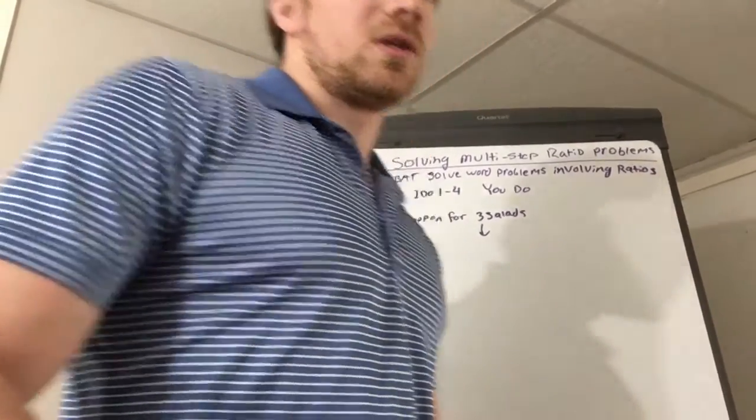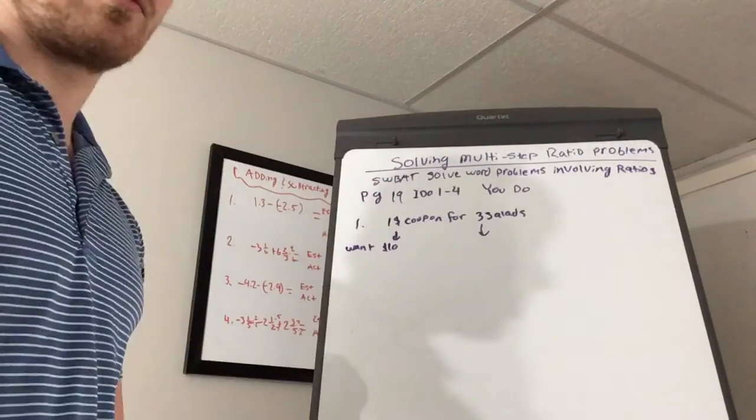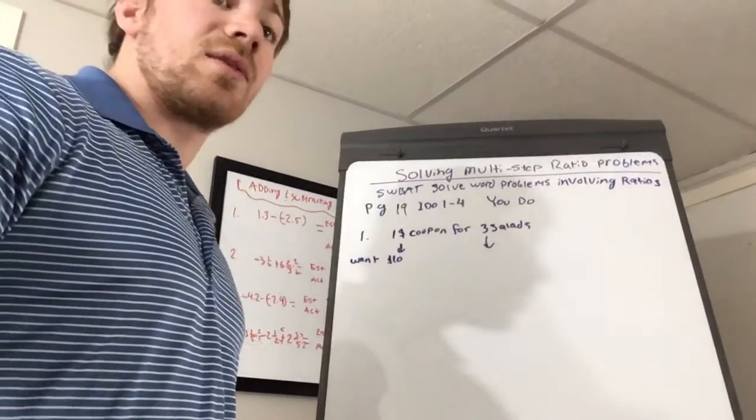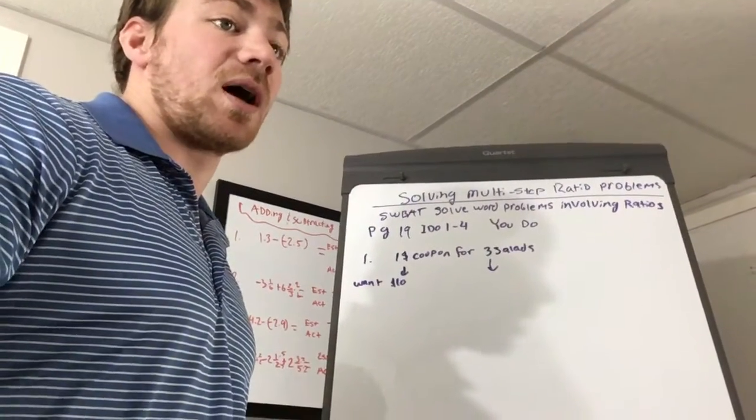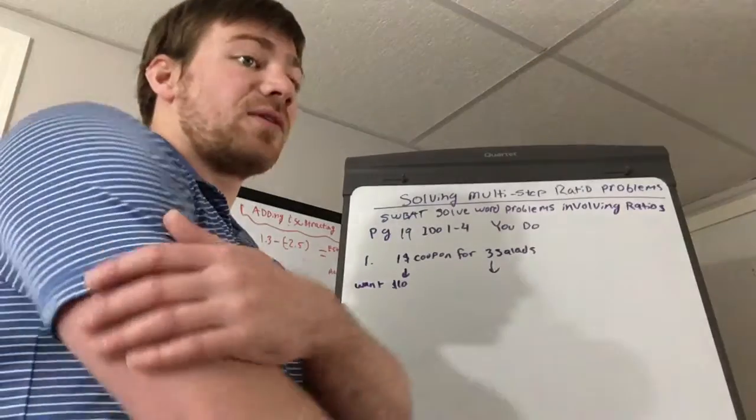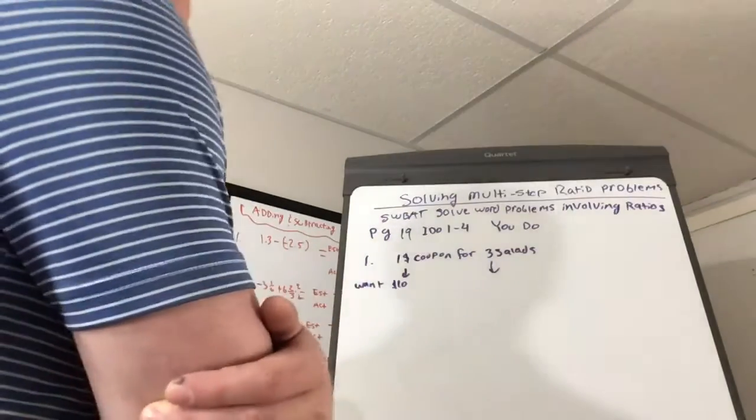So, easiest way to do this is to just pop right in. I'll read number 1 for you. Number 1 says, at the greenhouse salad, you get 1 coupon for every 3 salads you buy. What is the least number of salads you could buy to get $10 in coupons?